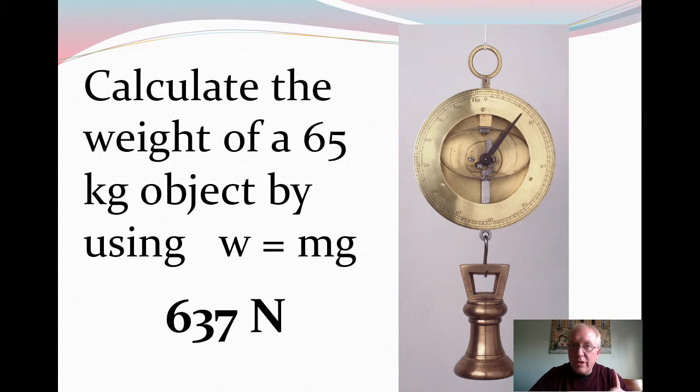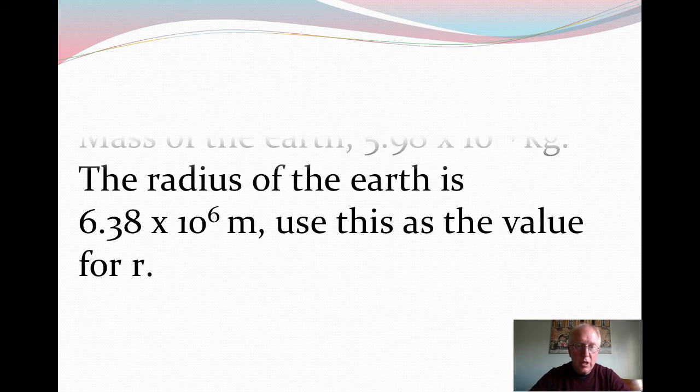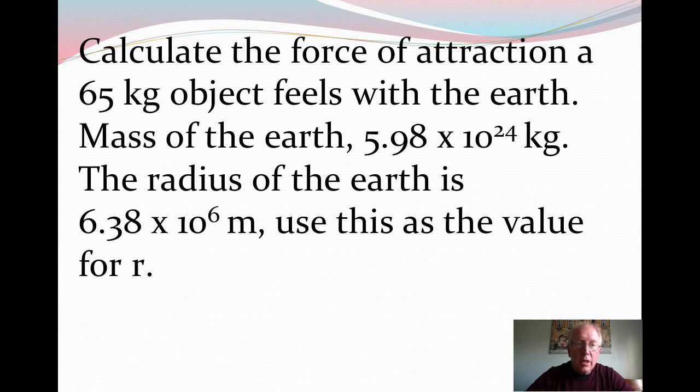But let's use this in our new concept to talk about the idea of universal gravitation and how our force of attraction with the Earth is also the weight. So this time around, let's use the 65 kilograms as one mass, and the mass of the Earth, this is the actual mass of the Earth, or close to it anyway, as mass number 2.